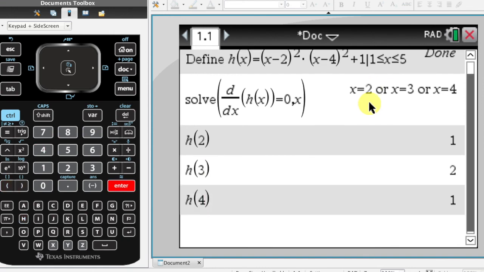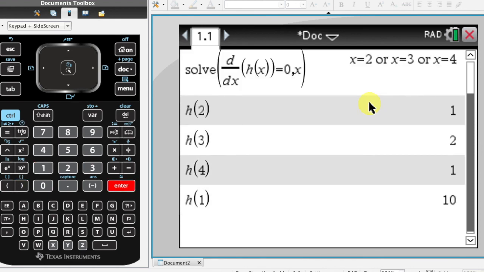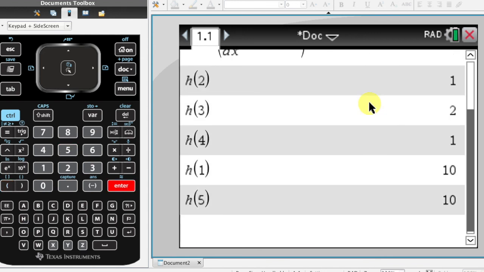So now I have the actual turning points. I don't know what type of turning points they are. I could perform a sign diagram on that, but it's going to be very clear to us when we look at the graph. Also the endpoints. So remember we started at x equaling 1, so what's h(1)? This will come out as 10, and then the other right-hand endpoint was 5, so h(5) will also come out as 10. So we have all the information that we found by hand, obviously much quicker in our CAS. Let's look at a graph for this.